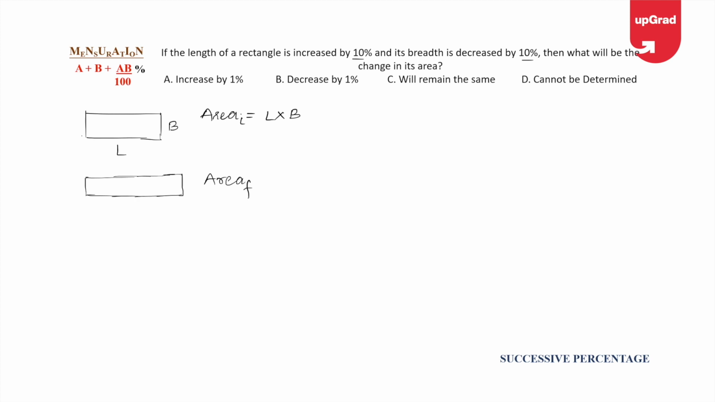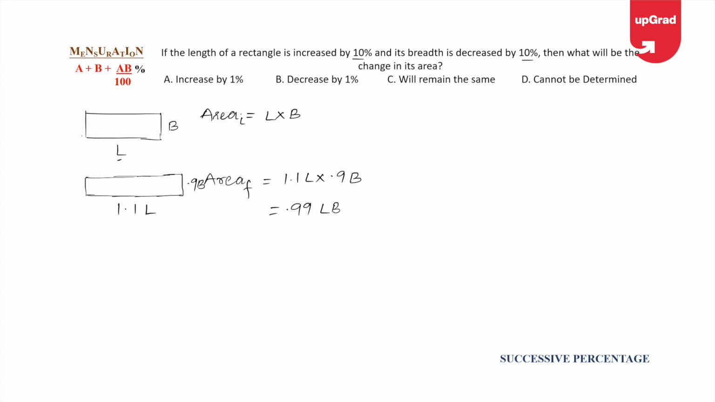But for that, I need to put the length. So length is increased by 10%. Now I know percentages pretty well. So I can write it as 1.1L. And I can write breadth as 0.9B. Remember, I have increased the length by 10% and decreased the breadth by 10%. So my final area becomes 1.1L multiplied by 0.9B, which is nothing but, because 11 nines are 99, and since I have to move it by 2 decimals, 0.99LB. So this is what my new area is.